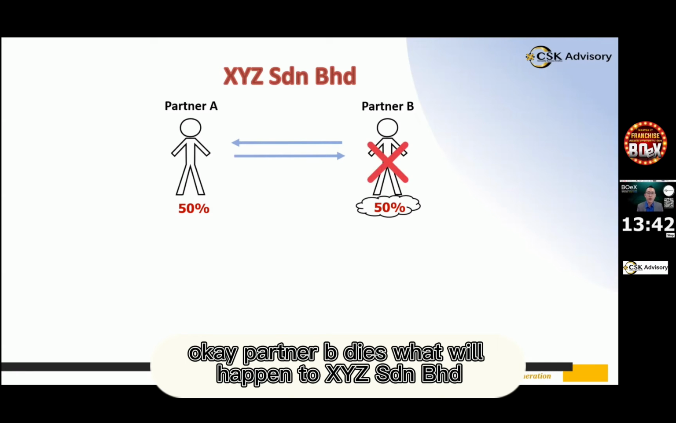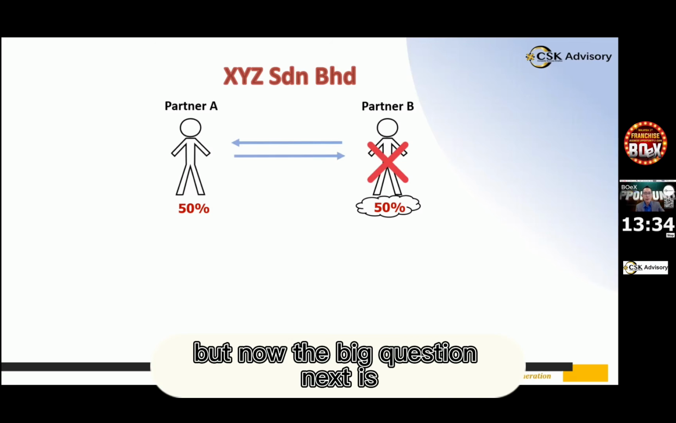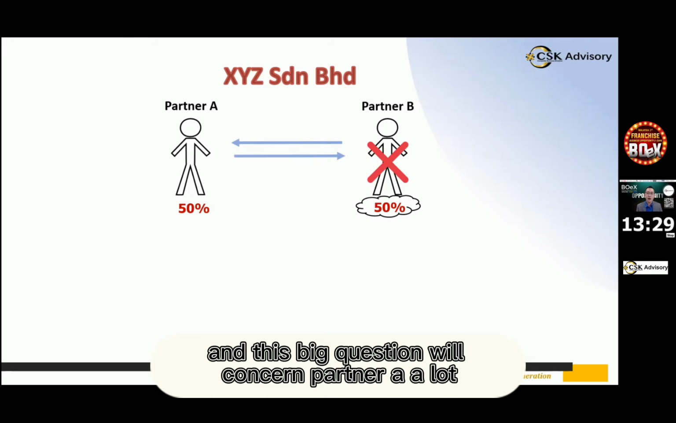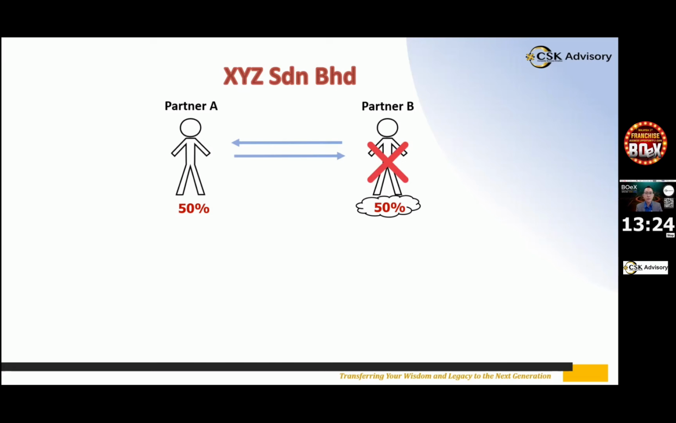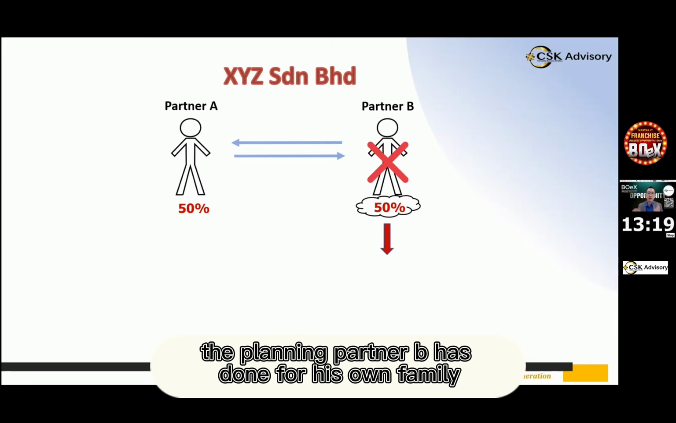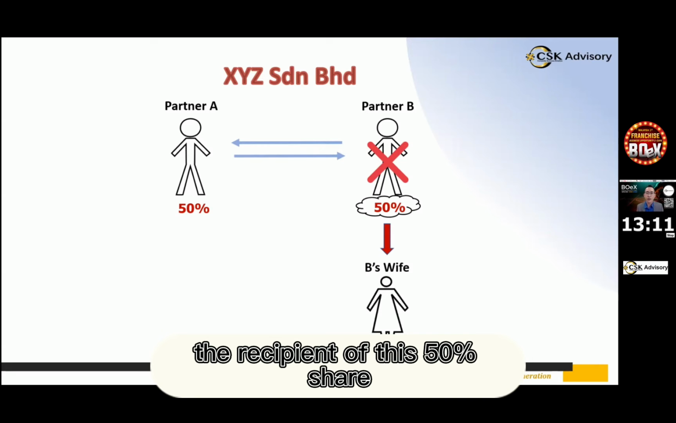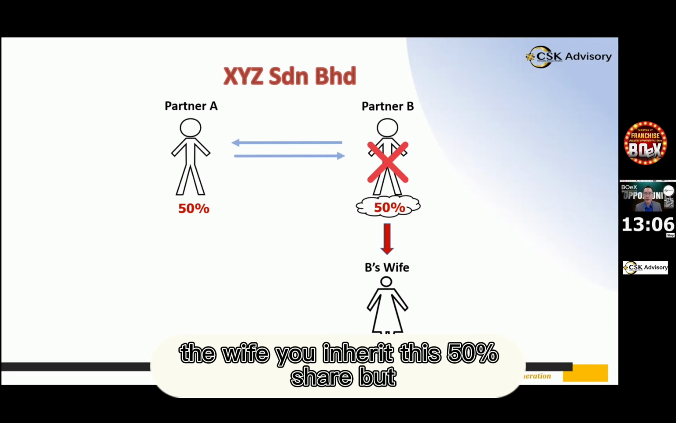Okay, partner B dies. What will happen to XYZ Sdn Bhd? Obviously, XYZ Sdn Bhd is now short of 1 key person. But now the big question next, and this big question will concern partner A a lot, is what will happen to partner B's 50% shares? And this depends a lot on what planning partner B has done for his own family. Assume partner B has a will, then most likely the recipient of this 50% share is the wife. The wife will inherit this 50% share.